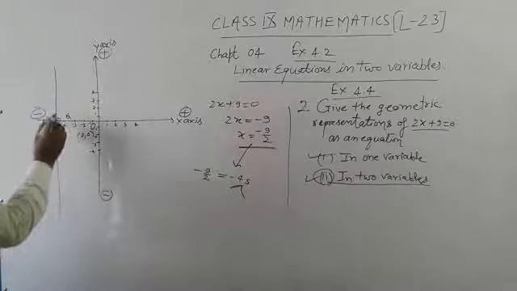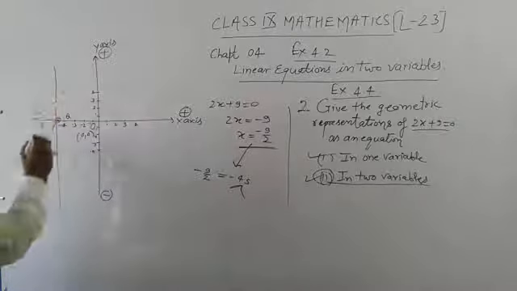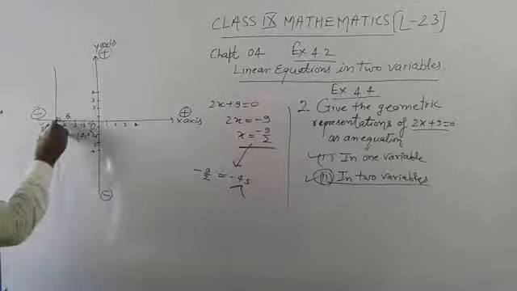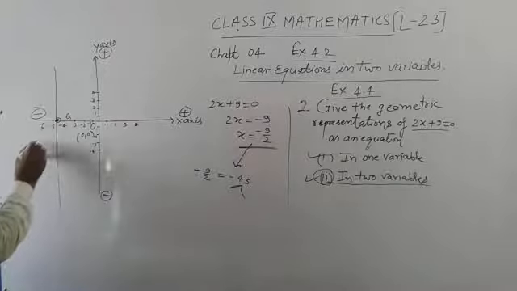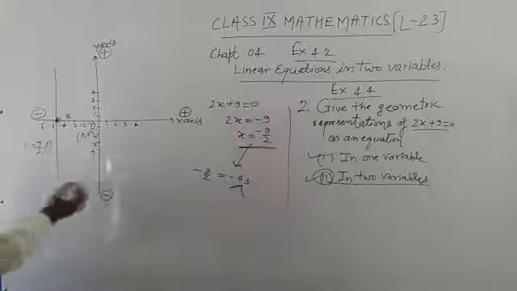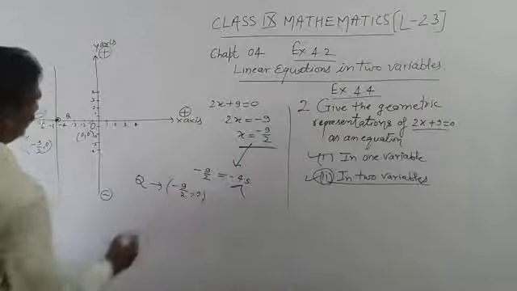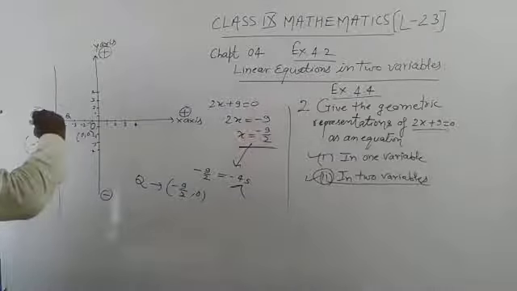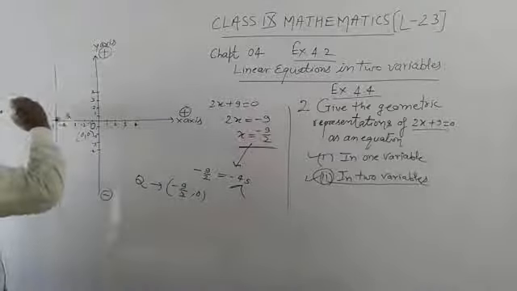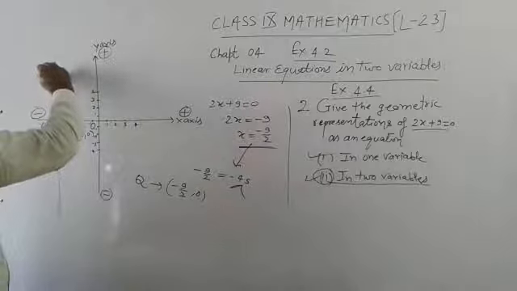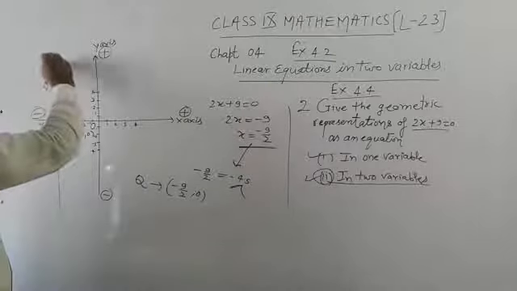So this is the line, and the coordinate of this point is minus 9 upon 2 and 0. So let Q be minus 9 upon 2 and 0. This line is 2x plus 9 is equal to 0.